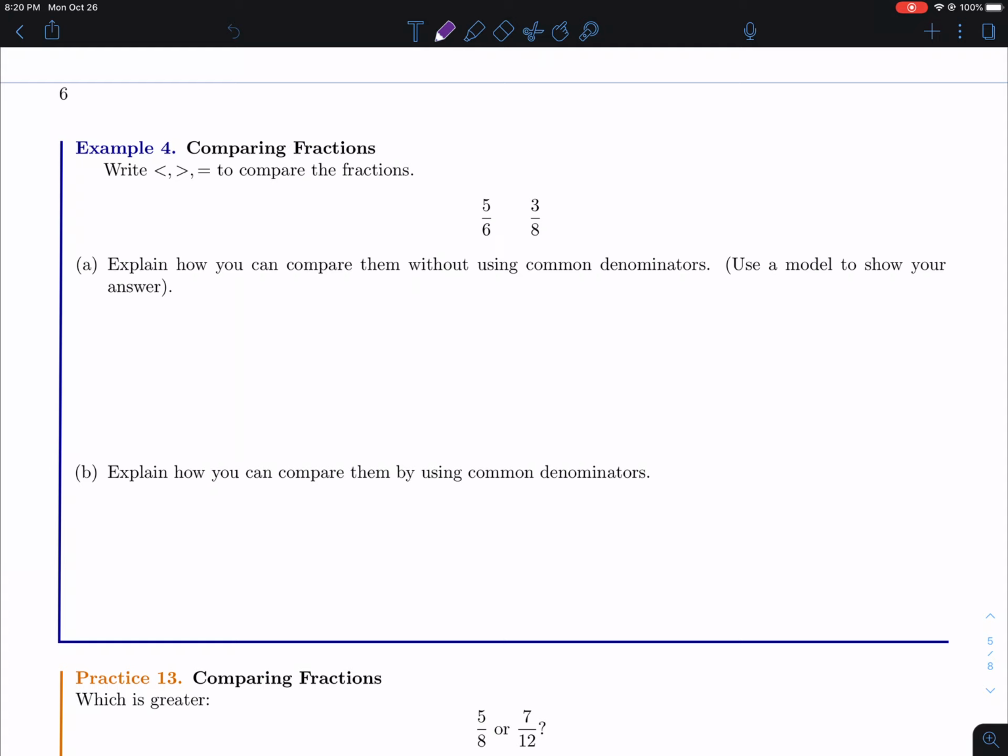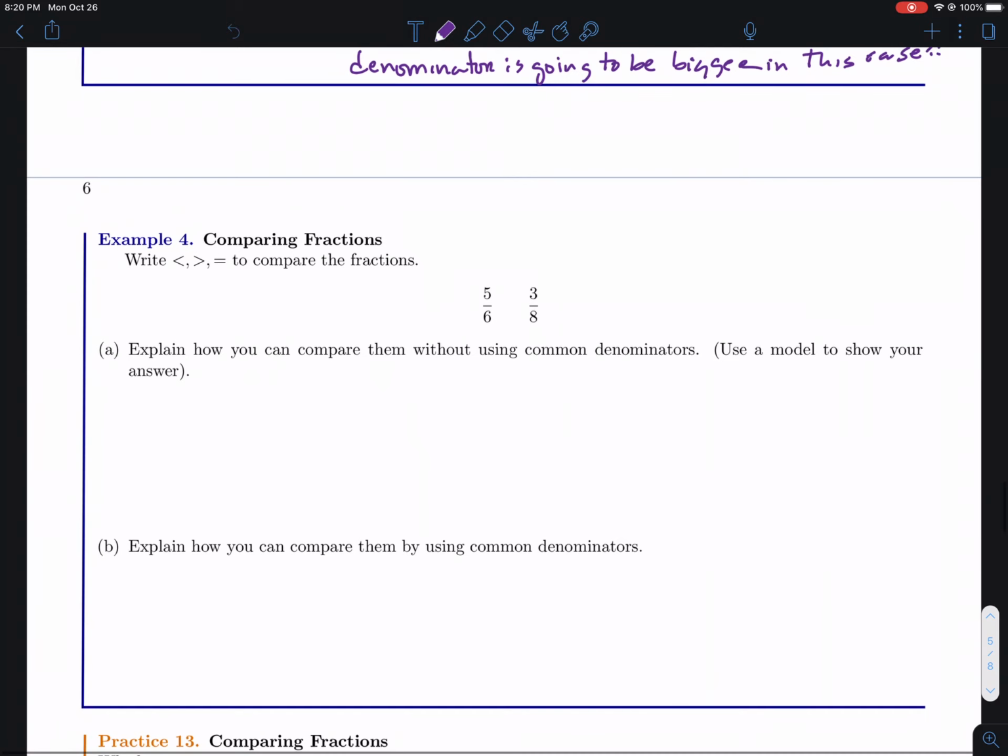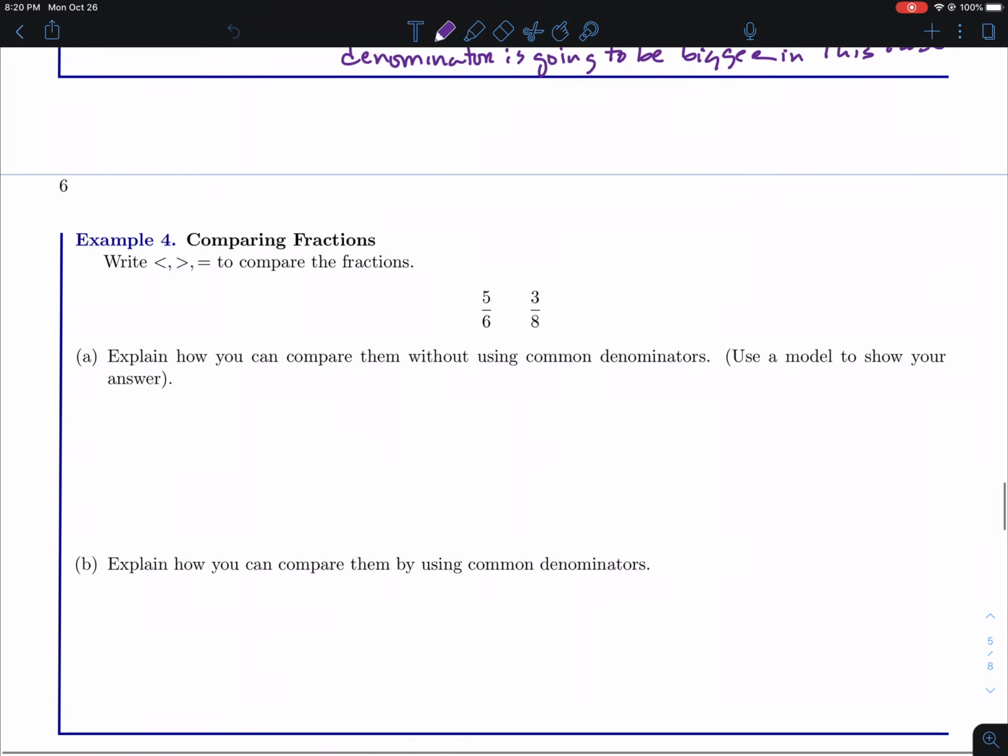So again, we can use our set model for this just like we did before. So in this case, whoops, my iPad is not my friend today. So let's draw our 2 rectangles.